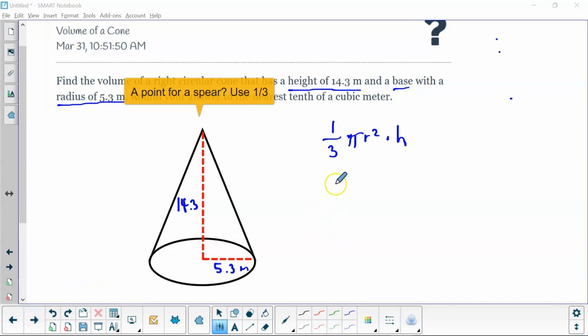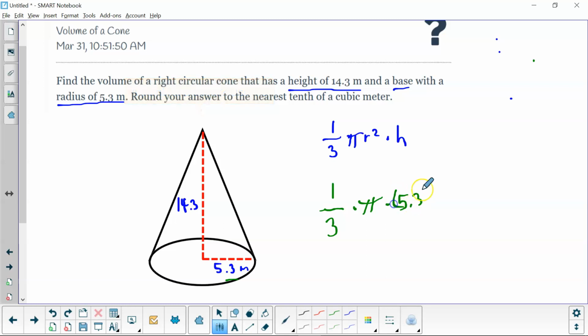So let's go ahead and substitute some numbers. This is a good example because this is going to allow me to show you how to deal with these fractions over in Delta Math. So we're going to do 1/3 times pi times our radius, 5.3, squared, times our height, 14.3. So let's take these numbers over to Delta Math and plug them in and work with that calculator.